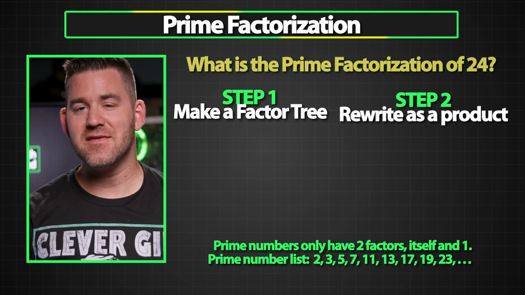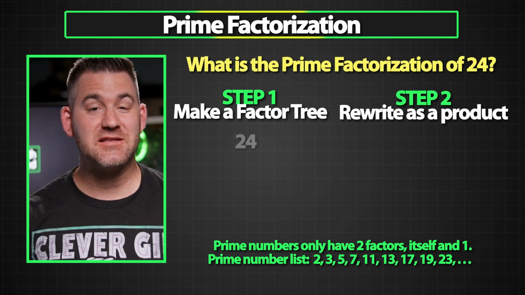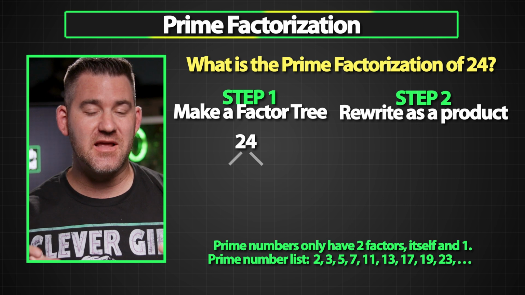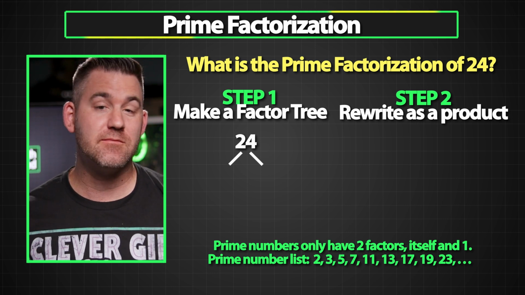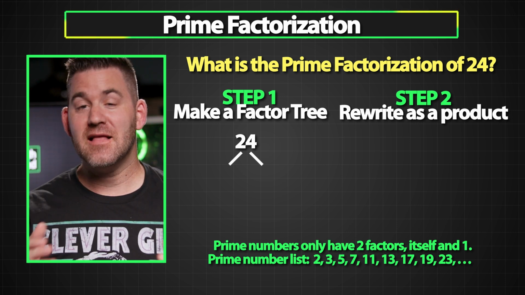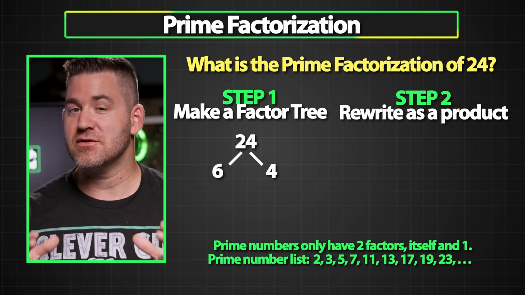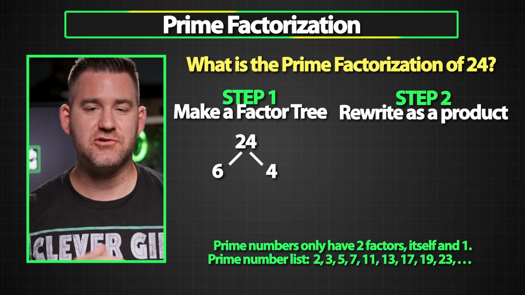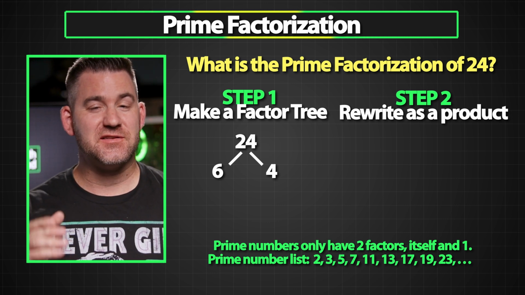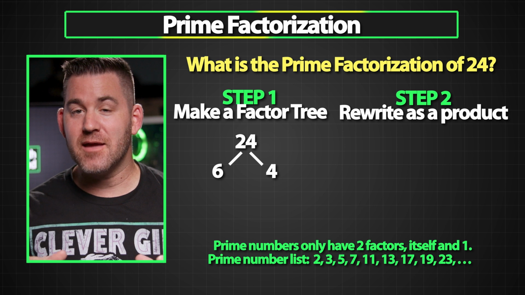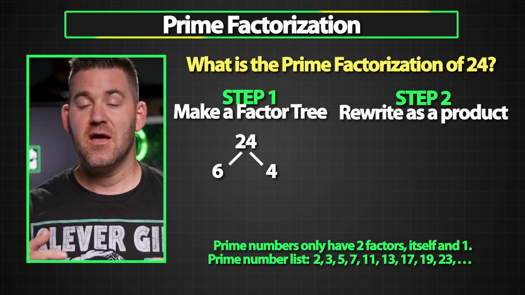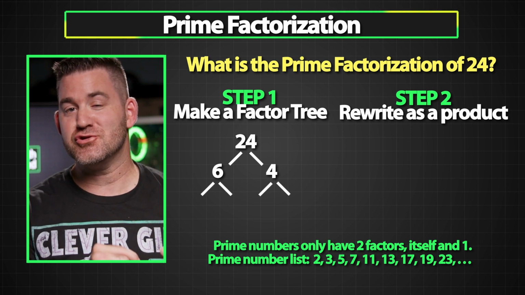Let's take a look at the number 24. To get started, let's create 2 branches and think about what numbers factor and multiply to 24. Let's go with 6 times 4, but honestly, any factors of the number will get the job done. But notice, 6 and 4 are not prime, so we gotta keep going. Let's create 2 more branches for each number.